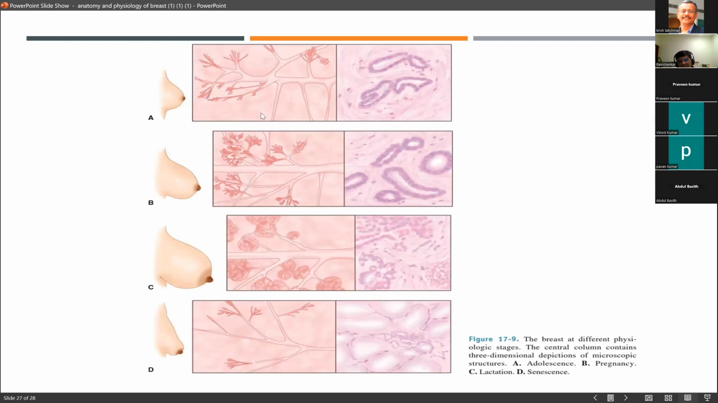The first picture represents the adolescence stage, and the second is pregnancy, during which there are widely found ducts and alveoli. The third depicts the lactation stage, and the final picture depicts the senescence stage, where there is involution of ducts and alveoli.